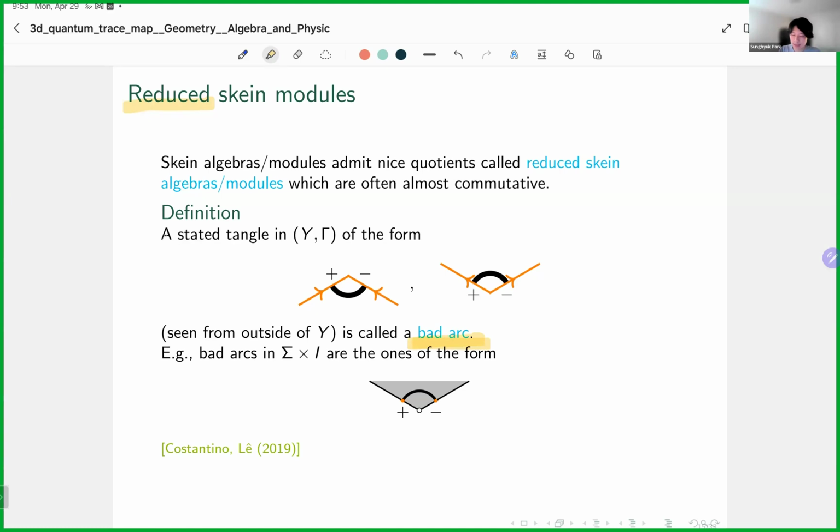So we say that a stated tangle in a boundary marked 3-manifold (Y, Γ) is a bad arc if it is of the following form. Imagine that these are pictures seen from outside of Y. Say we're standing outside of a 3-manifold Y. We look at its boundary, and on the boundary, it has this boundary marking drawn in these orange lines. And just below the boundary, there are these tangles with these specified states. And the tangles of these forms are called bad arcs.